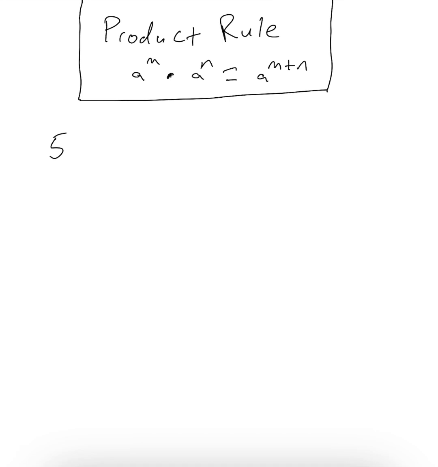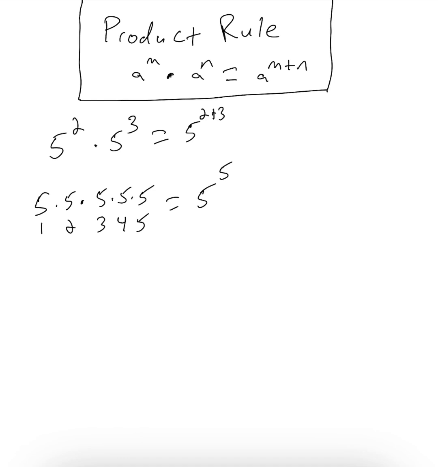Let's say we have 5 squared times 5 cubed equals. Now 5 squared equals 5 times 5, and 5 cubed equals 5 times 5 times 5. We're multiplying those together. That gives us 1, 2, 3, 4, 5, so 5 raised to the power of 5. Now 5 squared times 5 cubed, using the product rule, would be 5 raised to 2 plus 3, which equals 5 raised to the power of 5.